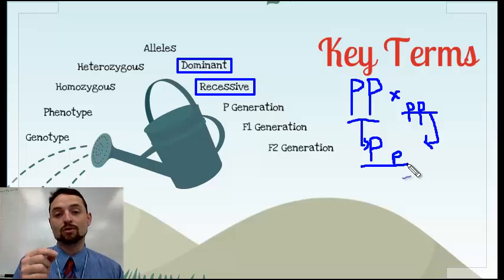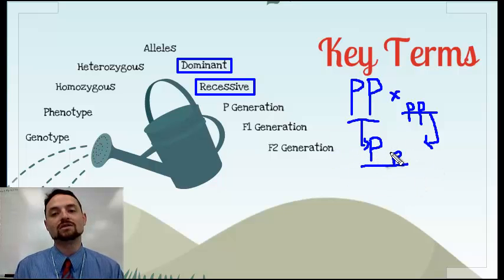Well, if the capital P is present, according to dominant and recessive, then it will be expressed. And this is exactly what we see. So the big P is present. All of these will have to be purple. And the F1 generation, all of them were purple. So that's correct.